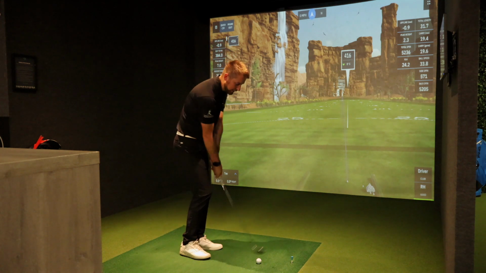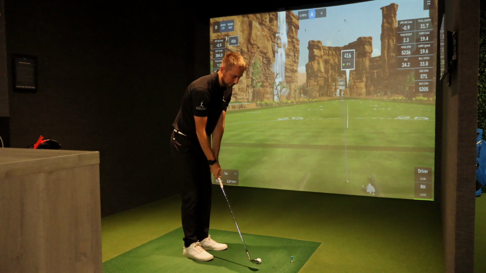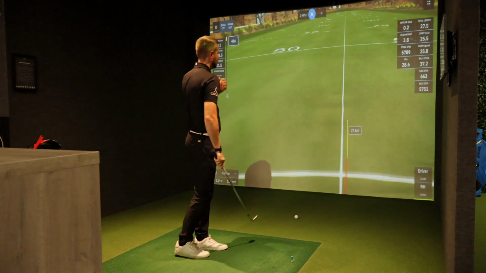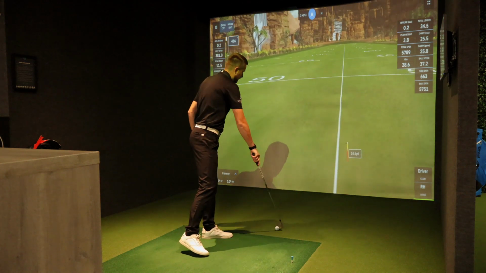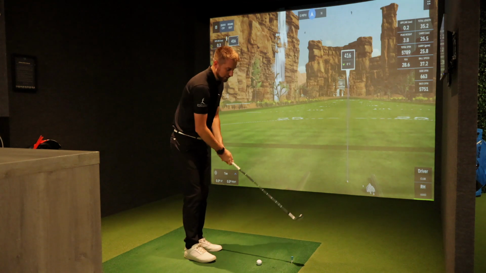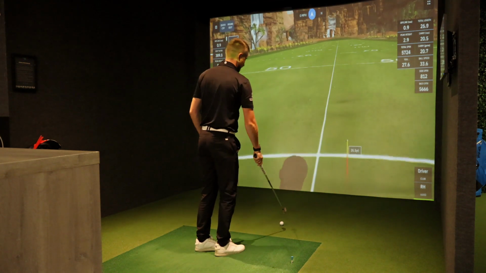So if I just do that again, just that feeling, and because I'm not hitting off turf, naturally that can sometimes feel a little bit different. That's a better strike. So 25 yards there. And realistically, I need to hit enough balls to really calibrate if that yardage is what I anticipate it to be.